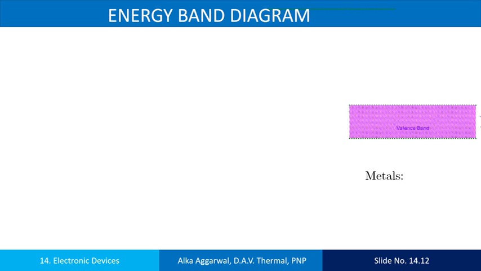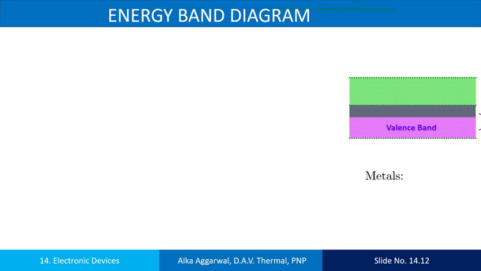As a result, a large number of levels are vacant or available for the electrons to jump. The electron gains little energy and jumps to the higher levels. As the electron jumps to the higher levels, a vacancy is left in the valence band, and this vacancy is called a hole.